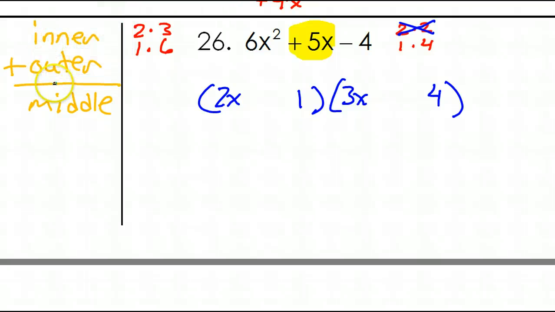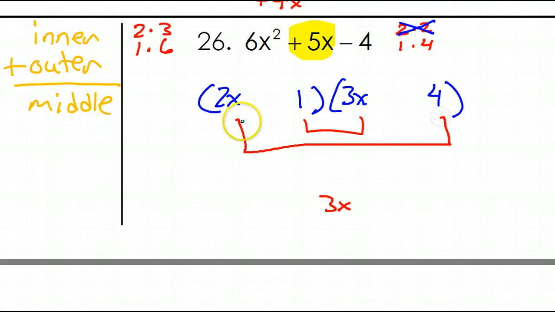Inner plus outer equals middle. Inner, I have 3x. Outer, I have 8x. I am multiplying. 8x. The middle is 5x. So inner plus outer has to equal the middle. Now, is there a way I can pick the signs to give me positive 5? Yes. If I do a negative 3x and a positive 8x, that will give me a positive 5x.